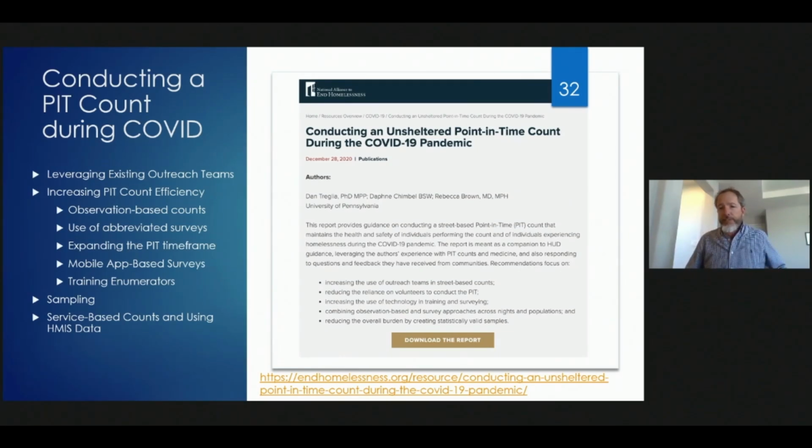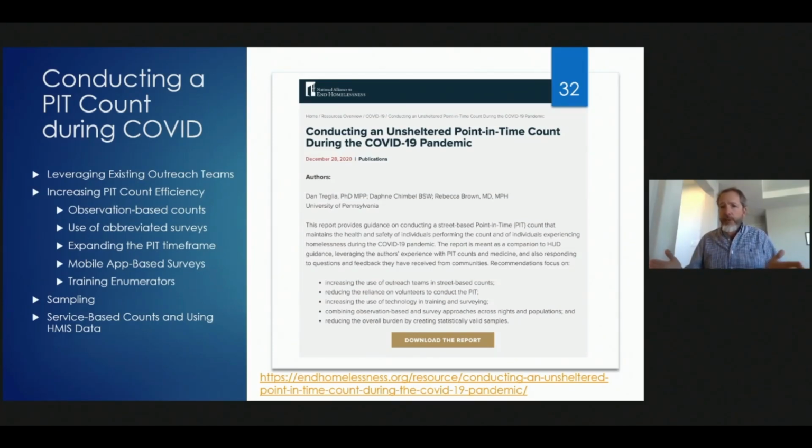If you do need to do observation-based counts, there's the idea of suggesting that someone's homeless to begin with, but then you also have to lean on what you believe their perceived race is, their perceived age range, et cetera. So you try to avoid those wherever possible, but people do that. You can shorten the survey lengths if you need to, again for COVID, and expand the window of time that you're doing the count.